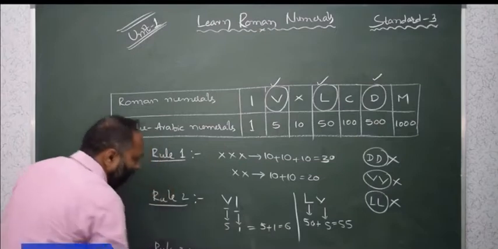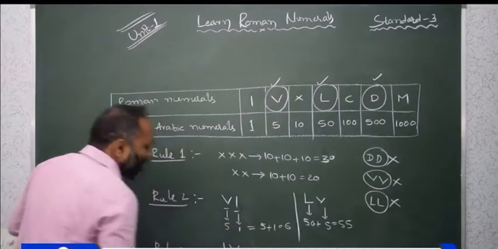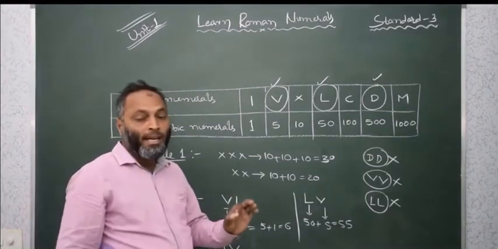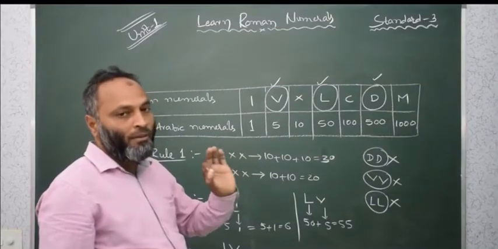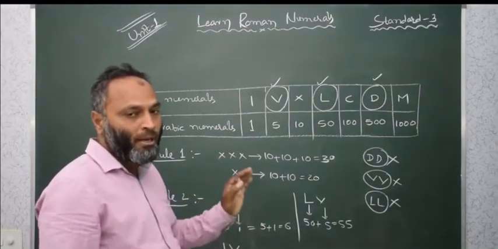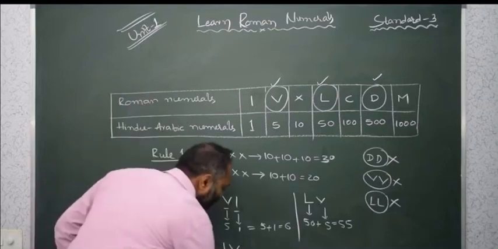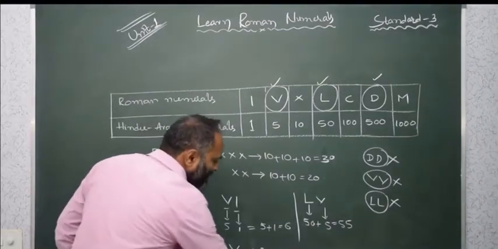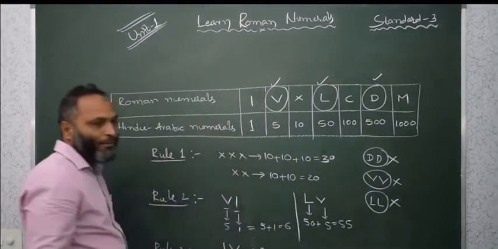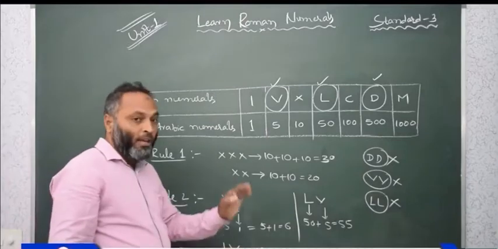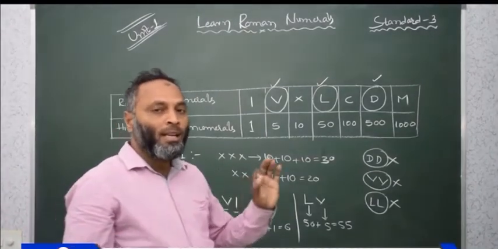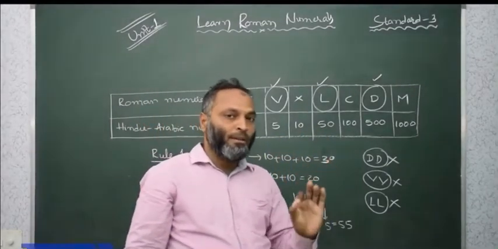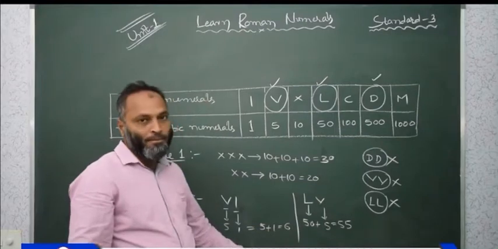Then the third rule. Suppose this is 5, this is 1. If the smaller Roman numeral is on the left side of the bigger Roman numeral, then we have to subtract the smaller number from the bigger number. How? This represents 5, the bigger number, minus this smaller number, that is 4. This is the representation of 4. In Roman numerals, if the smaller Roman numeral is on the left side of the bigger Roman numeral, we make minus, from bigger number to smaller number. Then whatever is the answer, that is the representation of that number.